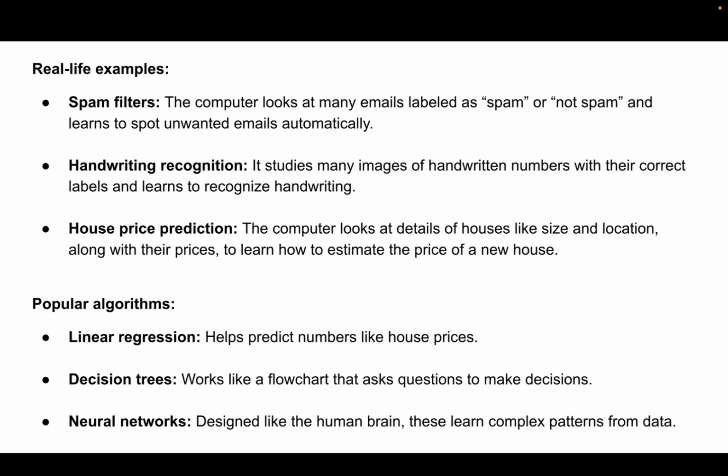Now we'll see some of the popular algorithms used by supervised learning. So first of all, what is an algorithm? An algorithm is a set of steps or rules a computer follows to solve a problem. Some of the popular ones are linear regression. It helps predict numbers like the house prices. Decision trees. Decision trees work like a flowchart that asks questions to make decisions. And neural networks. Neural networks are basically designed like the human brain. They learn complex patterns from data.